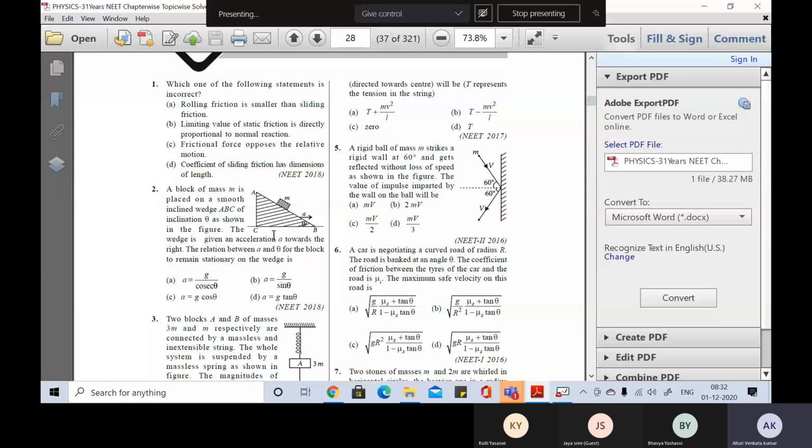Read the question. Sir, a block of mass M is placed on a smooth inclined wedge ABC of inclination theta as shown. The wedge is given an acceleration towards the right. The relation between acceleration and theta for the block to remain stationary on the wedge is.